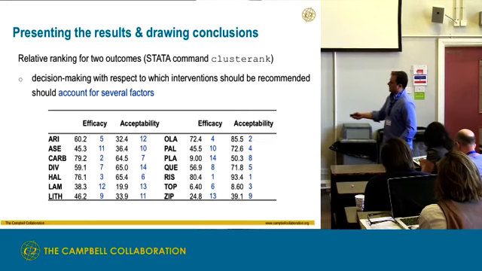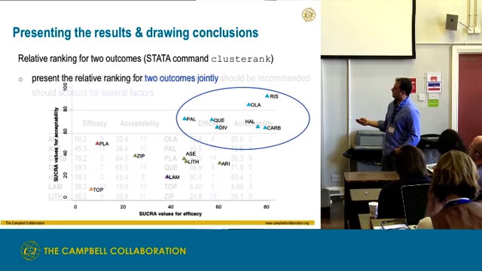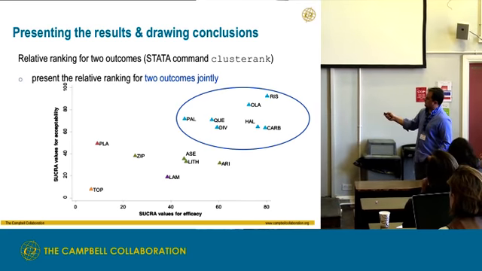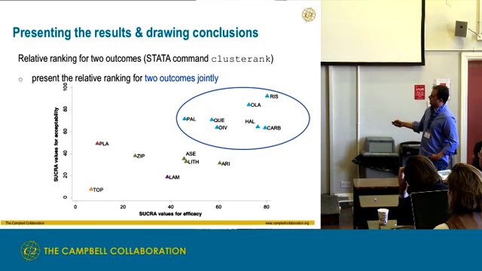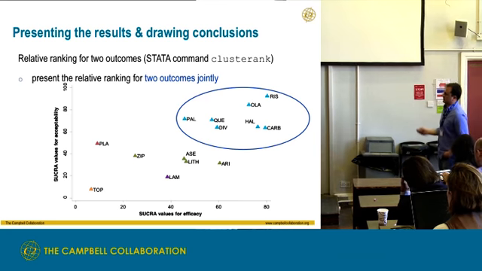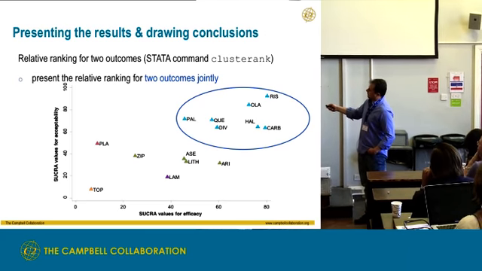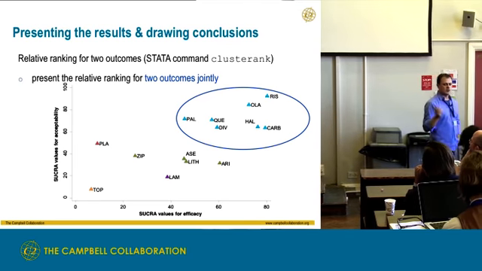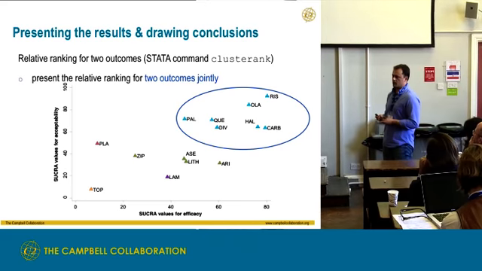And I can compute the rank in both outcomes and then plot it. So for example, risperidone, these are the SUCRA values. It has a very large SUCRA value for efficacy and also a very large SUCRA value for acceptability. You can see some other drugs like paliperidone. It has a large value for acceptability, but not so large for efficacy. So you can get a rough idea of ranking with more than 1 outcome.